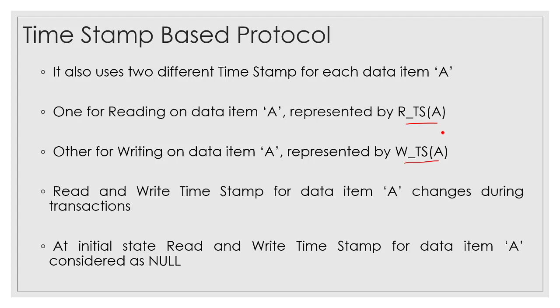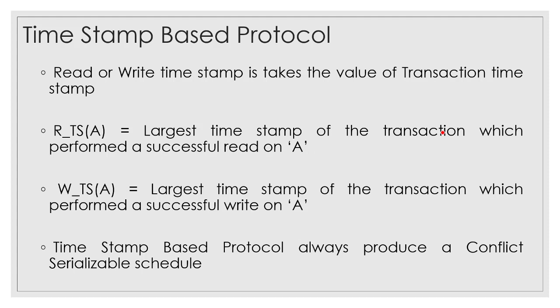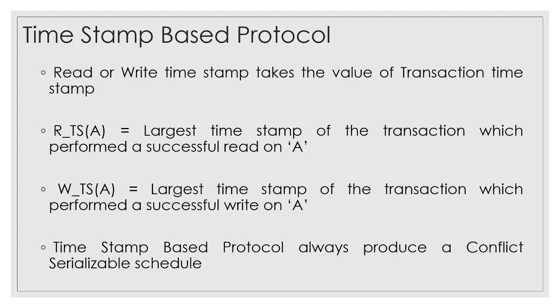At the initial state, the read and the write timestamp for a data item A are considered as null. So they start with the null value. Now, as the transactions progress, the read and write timestamps change. Read or write timestamp takes the value of a transaction timestamp. So how will the read and write timestamps be modified? The read timestamp will be equal to the largest timestamp of the transactions which performed a successful read on A.